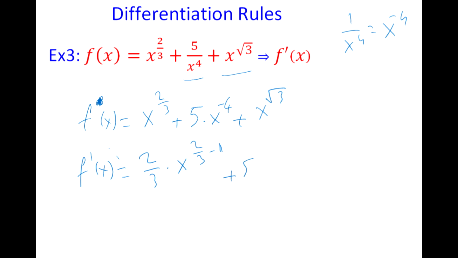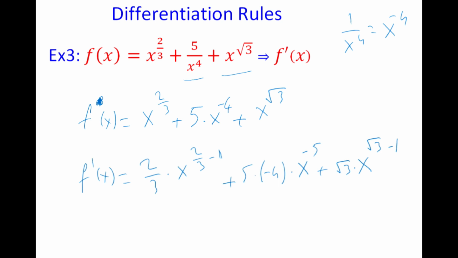Plus 5 times negative 4 times x to the power of, I'm going to subtract 1 from negative 4, so we're going to have negative 5 in this case, plus square root of 3 times x to the power of square root of 3 minus 1, guys. You cannot simplify square root of 3 minus 1 because square root of 3 is a real number, so it stays as it is. Of course, you can subtract it by using the calculator, but you can keep it there as it is as well.